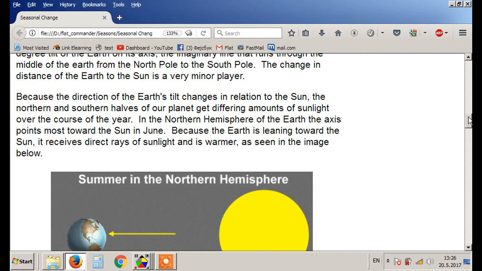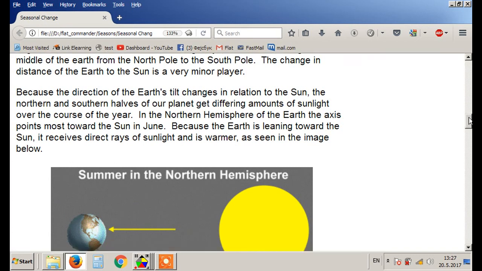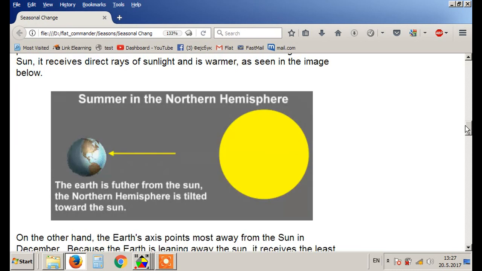Let's start with this. Because the direction of the Earth's tilt changes in relation to the Sun, the northern and southern halves of our planet get different amounts of sunlight over the course of the year. In the northern hemisphere of the Earth, the axis points most toward the Sun in June. Because the Earth is leaning toward the Sun, it receives direct rays of sunlight and is warmer, as seen in the image below. Okay, let's see this image.